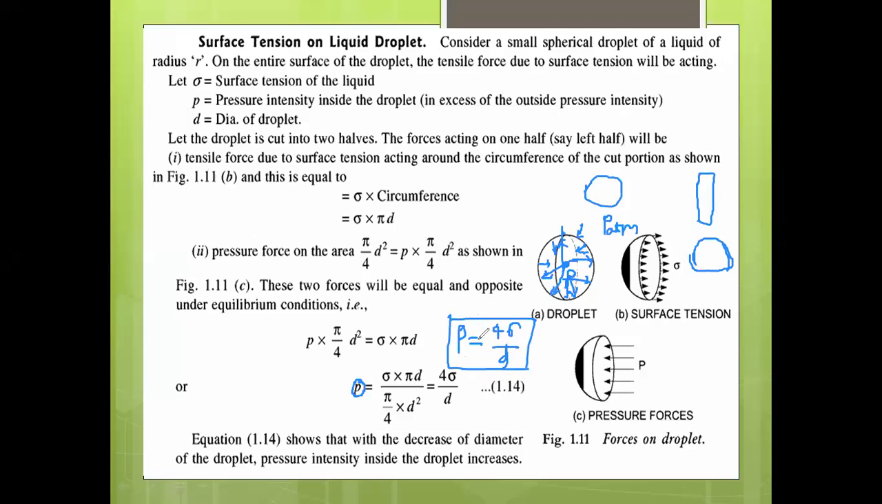Okay, now from this expression you can see that this pressure intensity is inversely proportional to this diameter. Means if the diameter decreases, this P will increase, and if the diameter increases, the P will decrease. And it is directly proportional to the surface tension. Means if the surface tension is more, the pressure intensity inside the droplet will be more. Okay. I have written this formula.